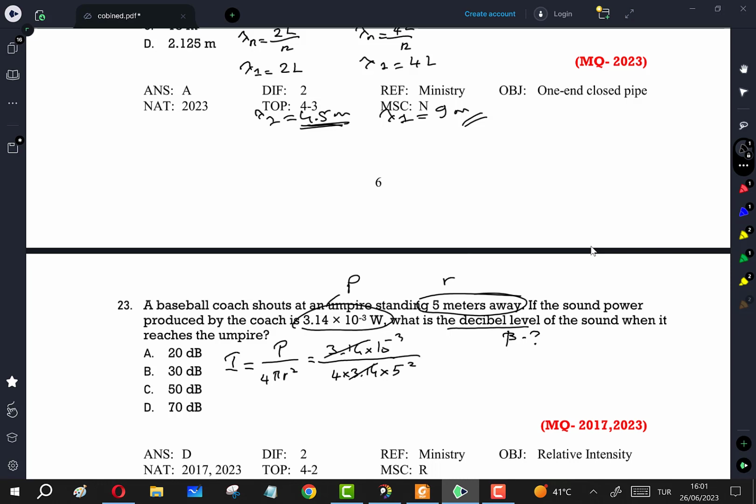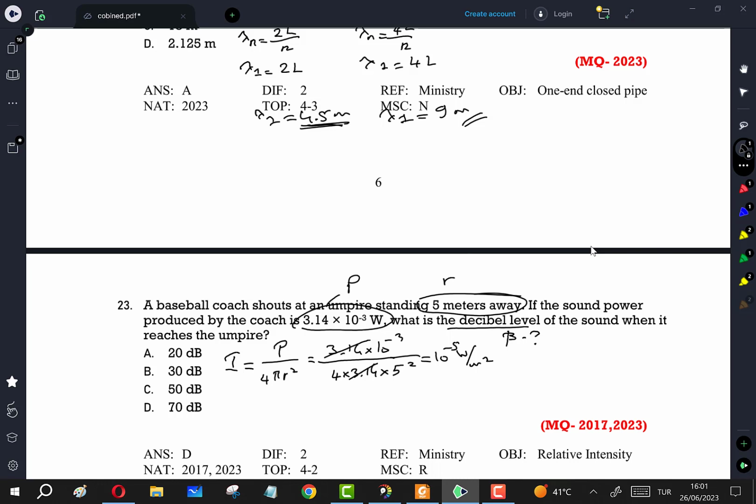We are going to use the calculator. So 10 to the power of negative 3 divided by 4 times 5 squared, which is 25. The answer is 10 to the power negative 5. So the sound intensity is 10 to the power negative 5 watt per meter squared.